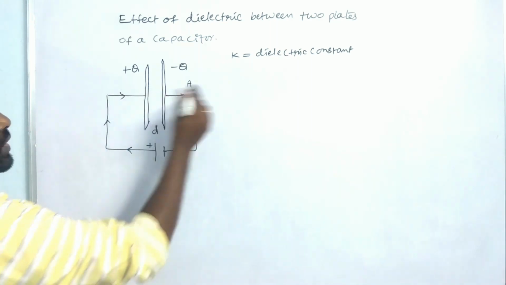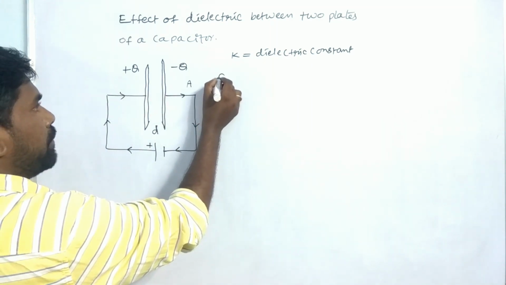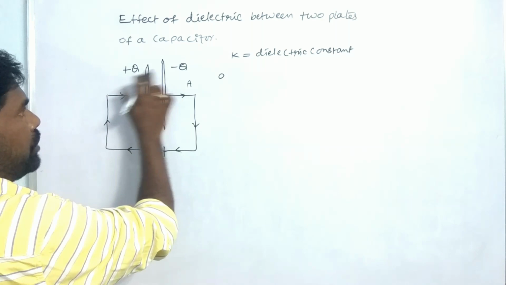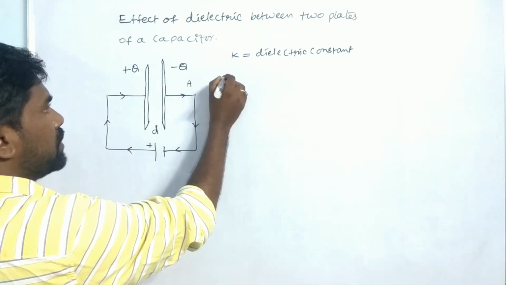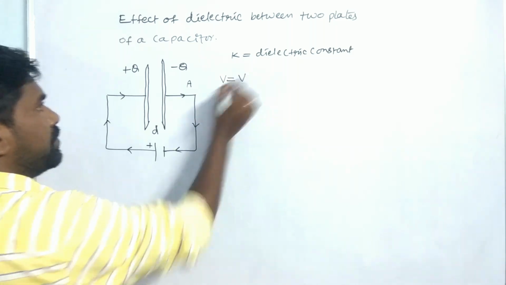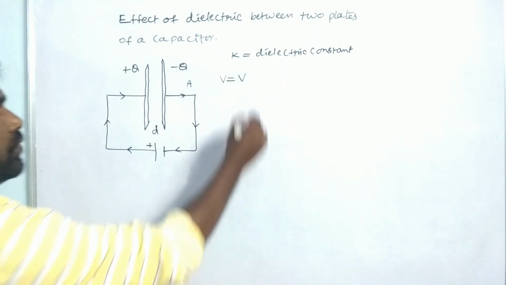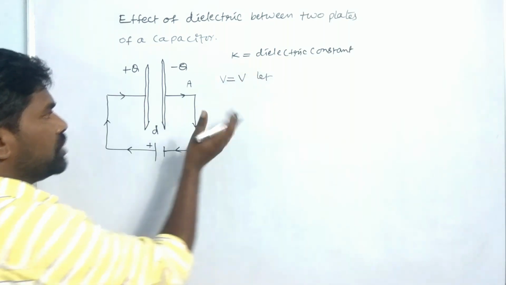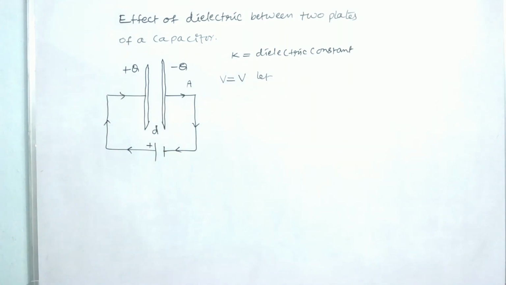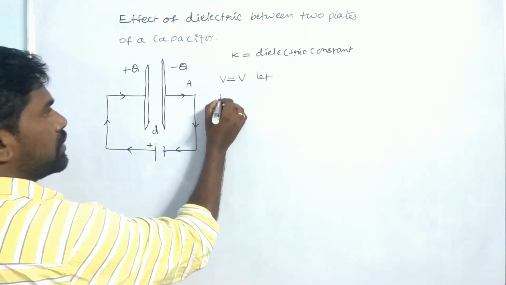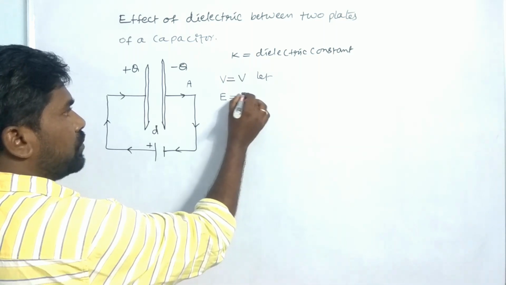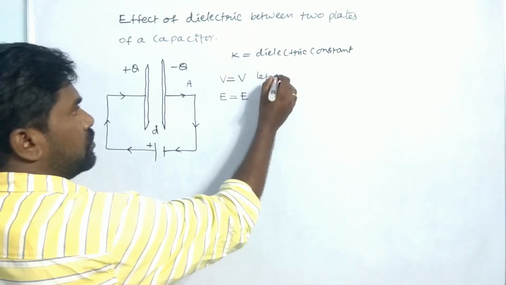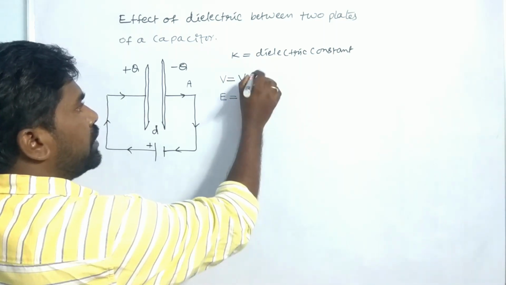Before introducing the dielectric between the two plates of a capacitor, the charge on the capacitor plates is plus Q and minus Q. The potential on the capacitor plates, V, is equal to V before introducing the dielectric. And the intensity of the electric field before introducing the dielectric, E, is equal to E.